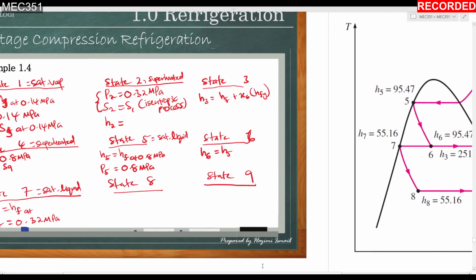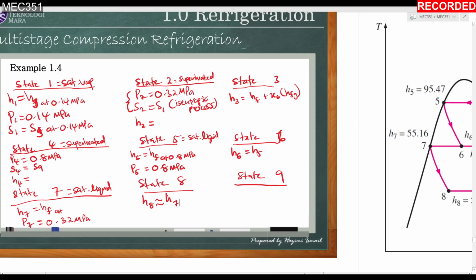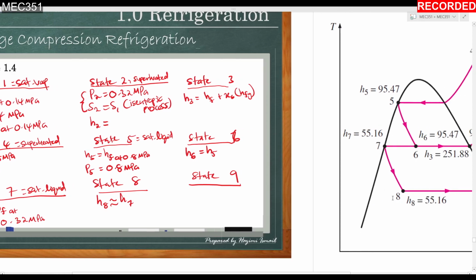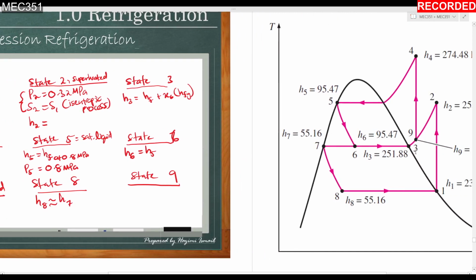And state 8, H8 is approximately equal to the H7 because this is the throttling process. And finally, the state 9 here. Okay, state 9 we have the pressure 9 equal to 0.32 MPa.